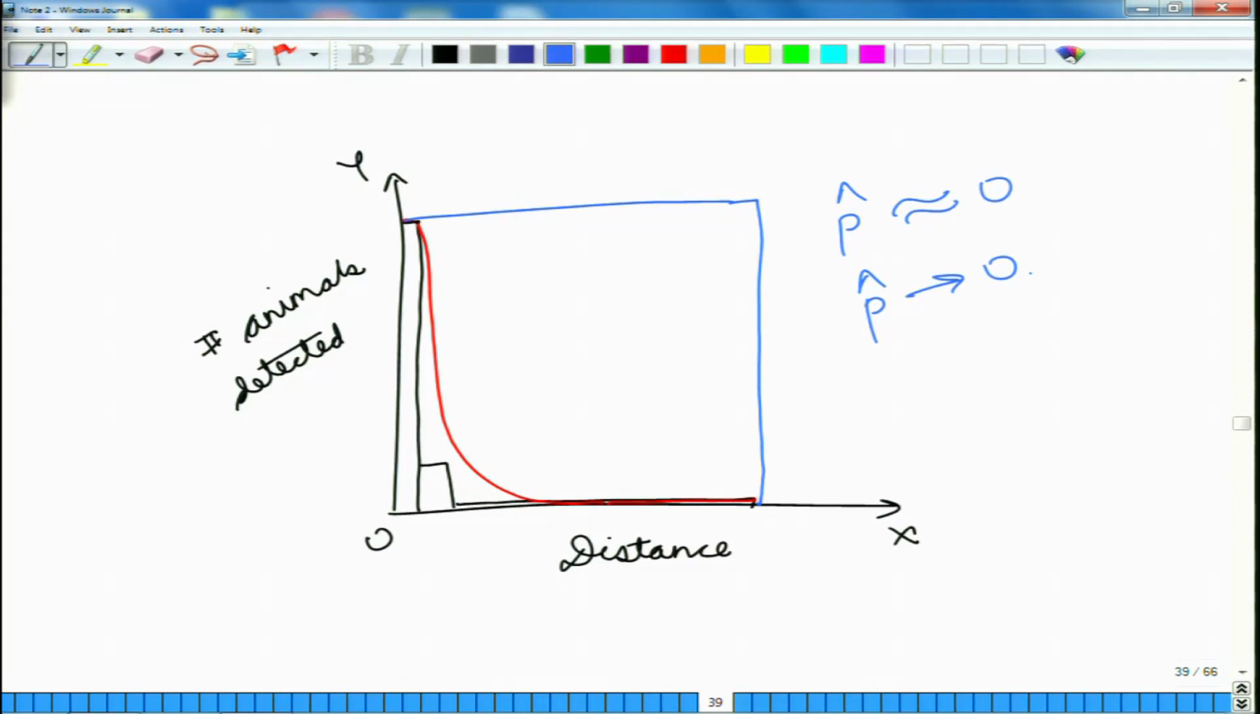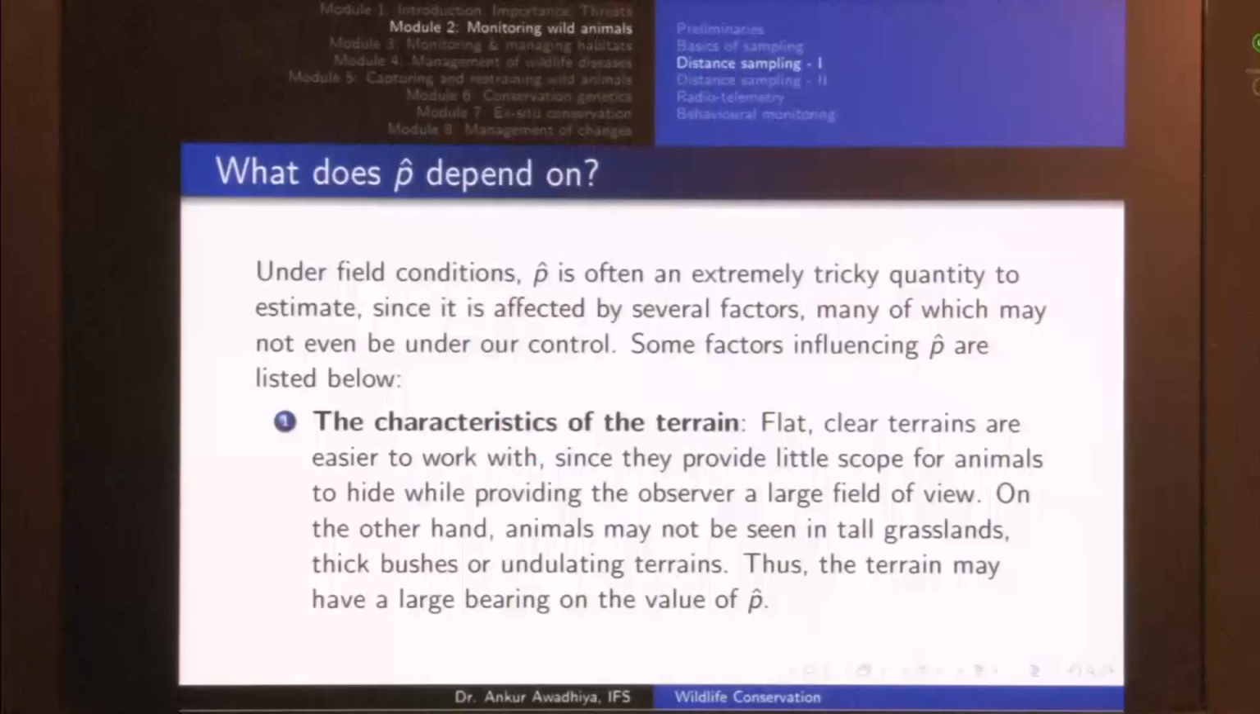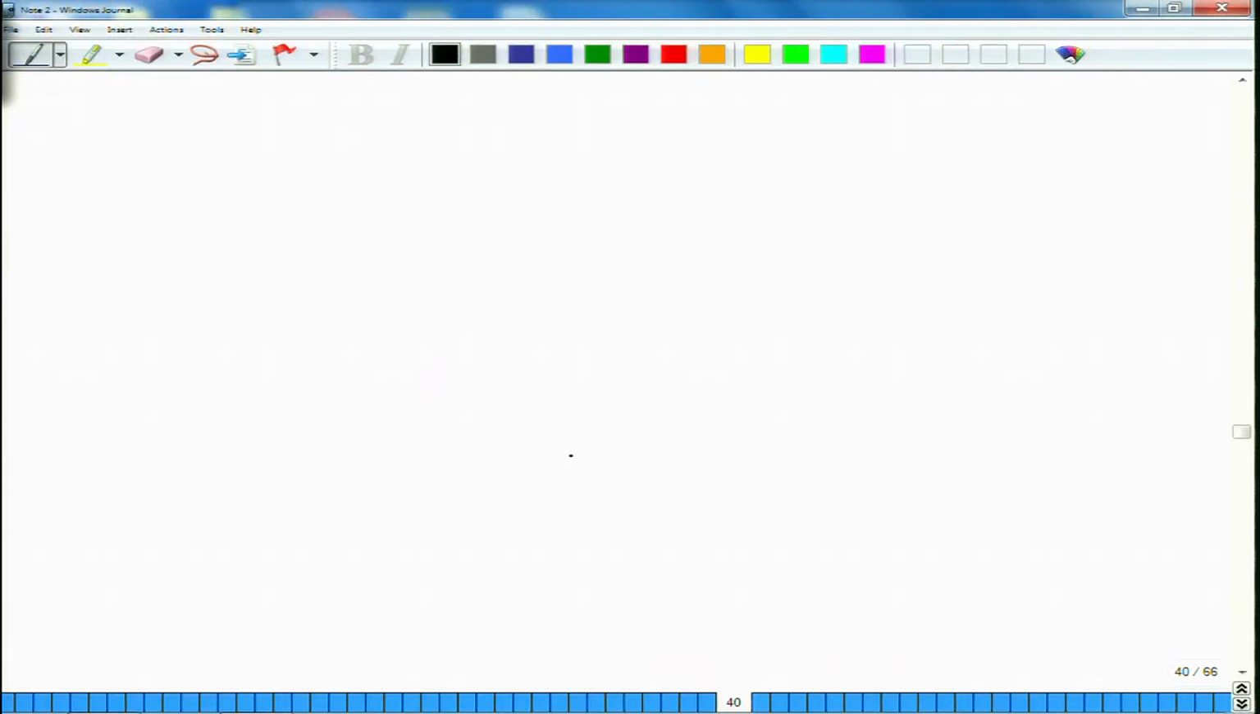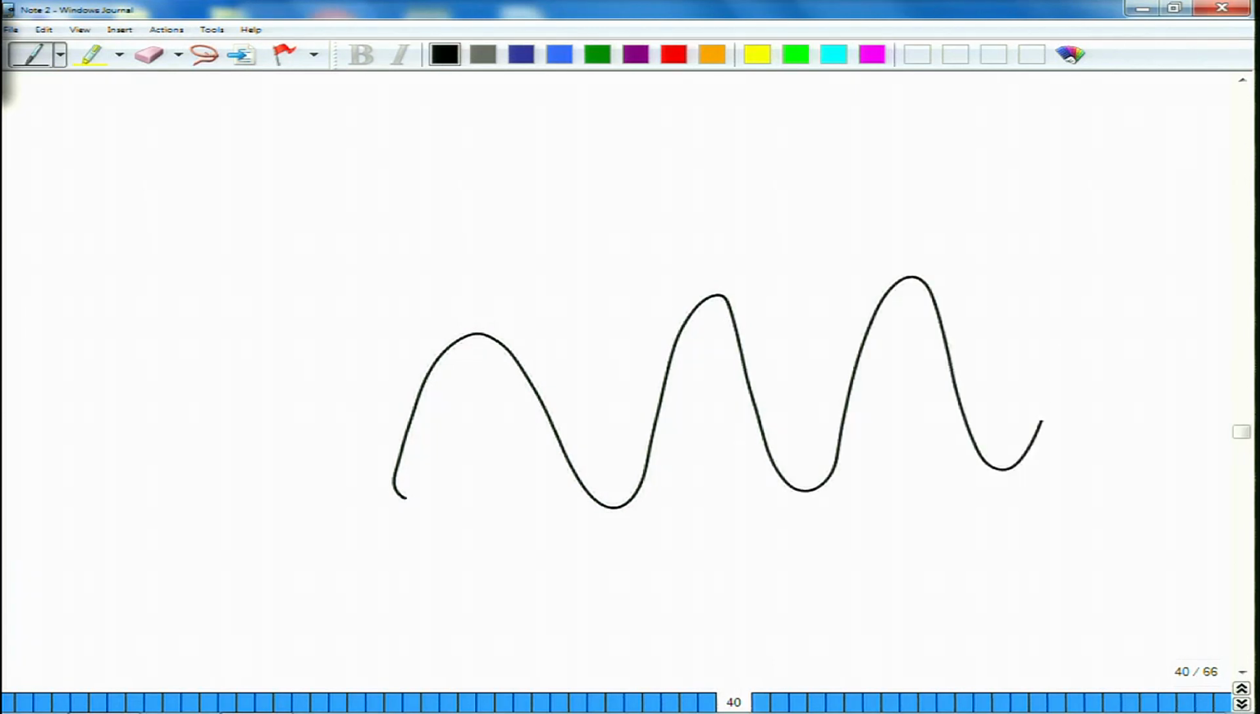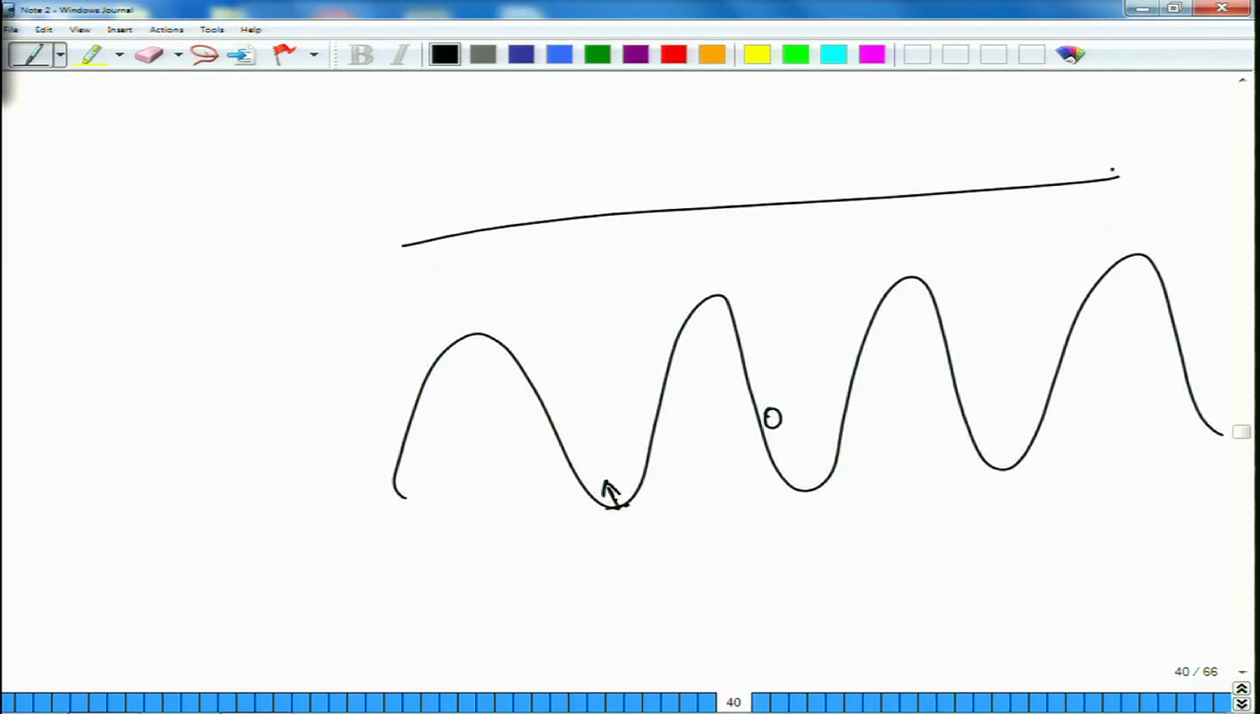Similarly, p hat would also depend on a number of other factors. Coming back to the slides, p hat would depend on the characteristics of the terrain. If your terrain is flat, so you are able to see for a very long distance, you will have a greater probability of detection as compared to an area with undulating topography. So, if this is my area, and I am walking on a transect that goes like this, any animal which is here will not be seen, whereas if I am walking on flat land, this is my transect, any animal at a very large distance I will also be able to see.